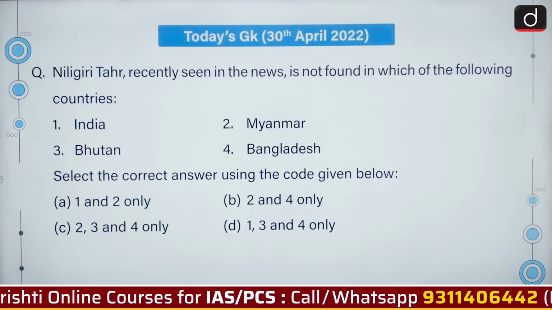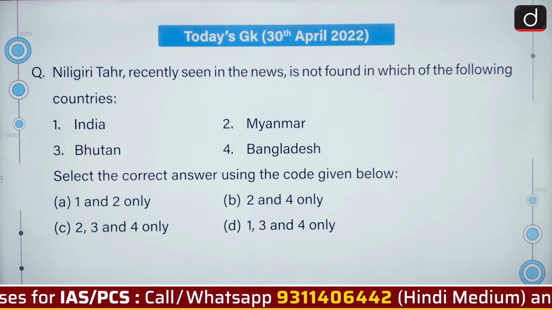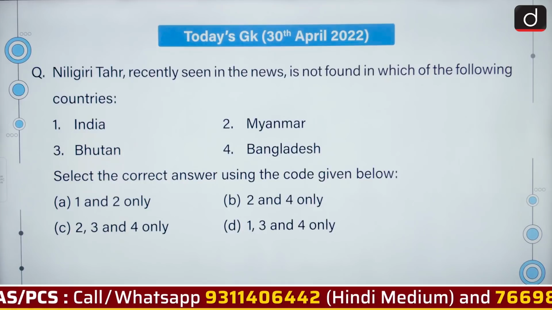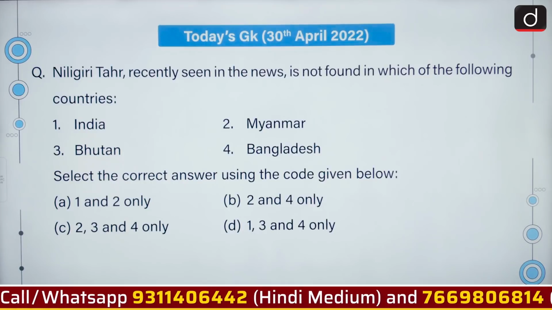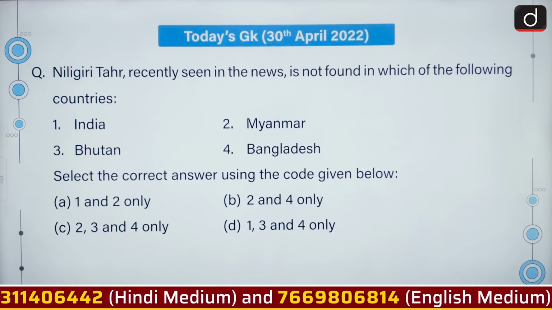Nilgiri Tahr, recently seen in the news, is not found in which of the following countries? India, Myanmar, Bhutan, Bangladesh. The correct answer is Myanmar, Bhutan and Bangladesh. Option C is the correct answer.